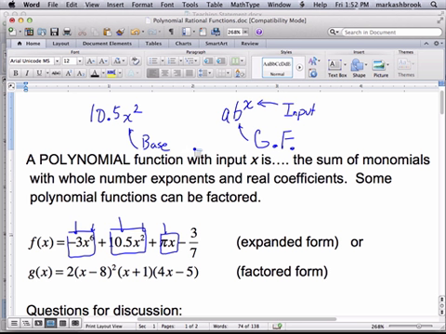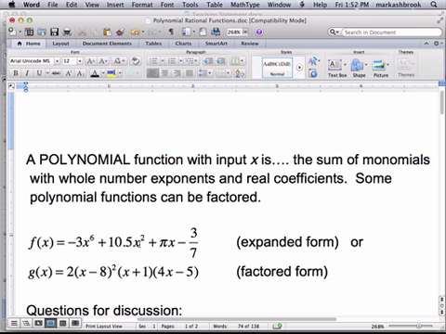Okay, so just because it has a power, it doesn't mean it's an exponential function. An exponential function has the input as the exponent, telling us how many times to multiply that growth factor together. So monomials are not exponential growth. Monomials summed together give us a polynomial.